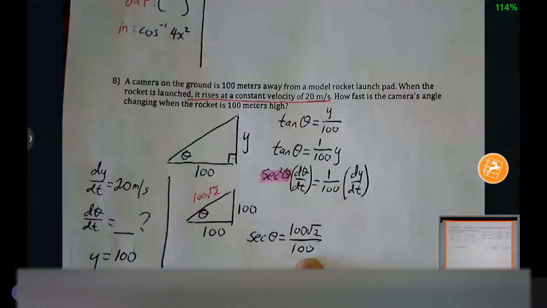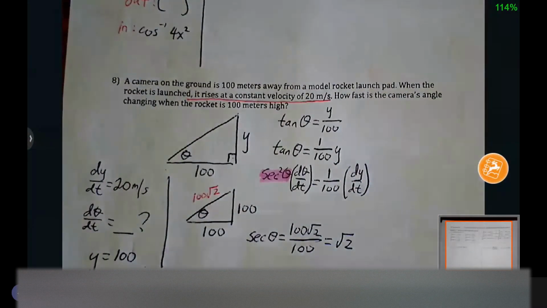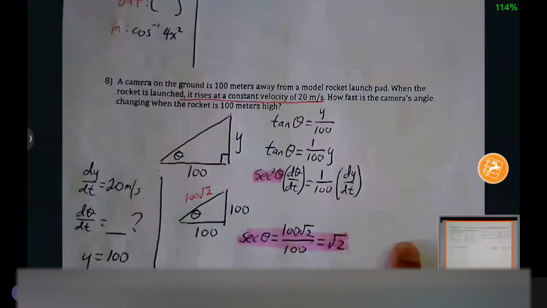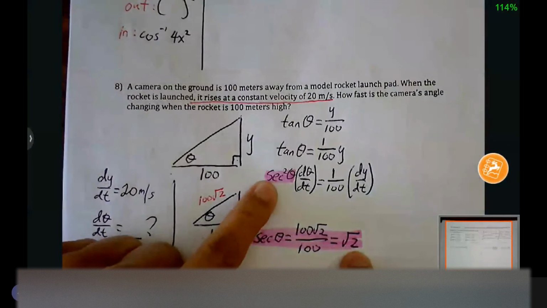Okay. And what does this reduce to be? Root 2. Yeah, eventually it'll be 2, but right now I'm still going to leave it as root 2. All right, so now we have something to replace that secant squared theta with, and we should be in the clear, right? We should have everything we need to get to our d theta dt.